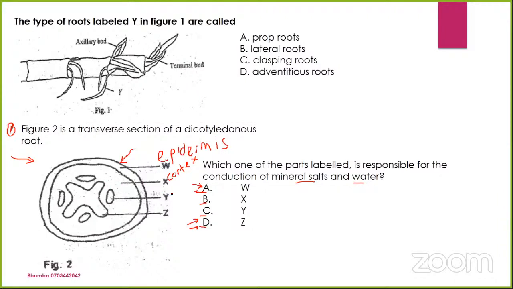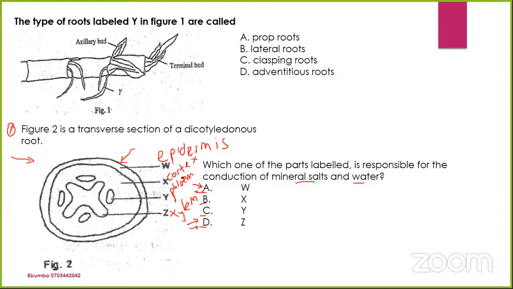And then we're having Y. Y, I called it the phloem. The phloem is majorly for transporting or translocating food within the root, from the leaves to the root. And then Z, X-shaped Z, was the xylem. The xylem, I told you, is the one which is in charge of conducting water and translocating minerals.